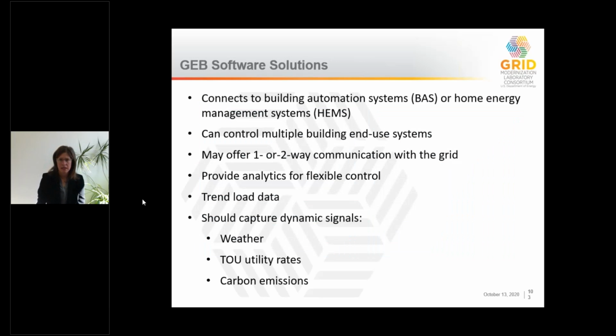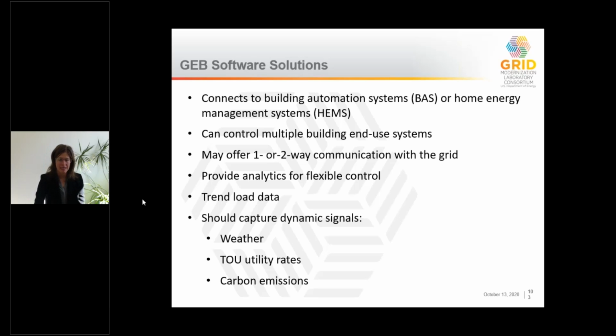These software solutions connect to building automation systems or home energy management systems. They are touting that they can control multiple building end use systems. They may offer one or two-way communication with the grid. They're providing these advanced analytics for the flexible control. They trend the data. They capture multiple signals: occupancy, weather, utility rates, trended load data, carbon emissions. They have the capability to do all of this.